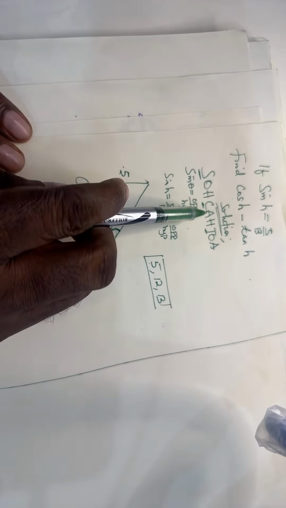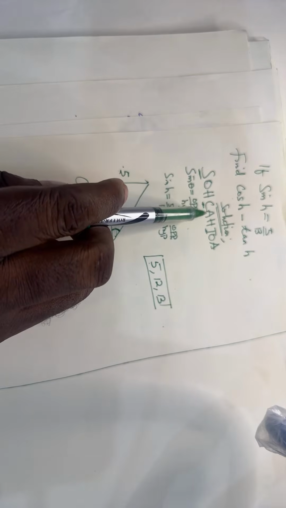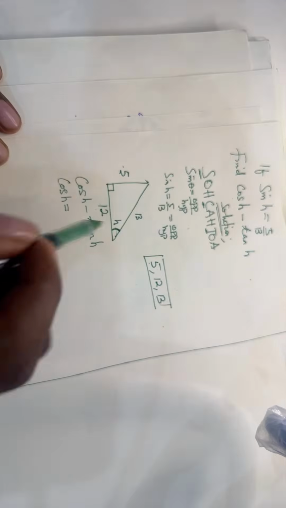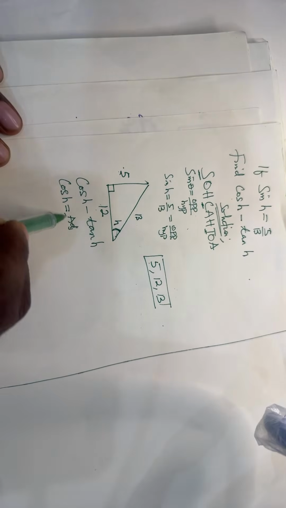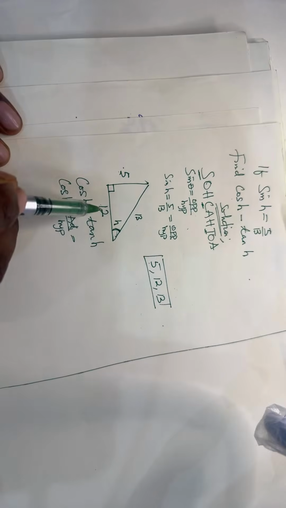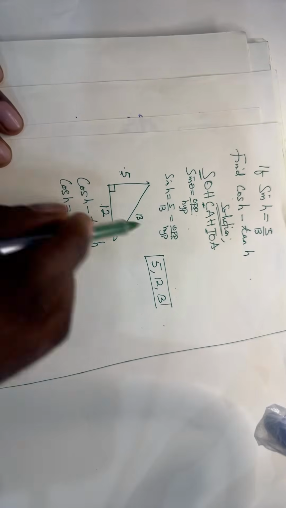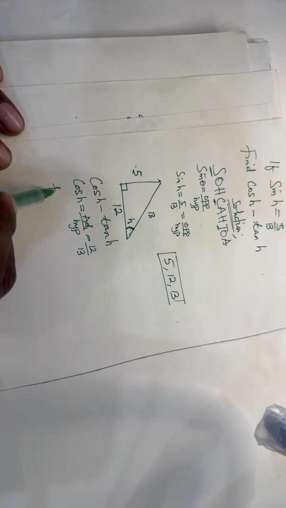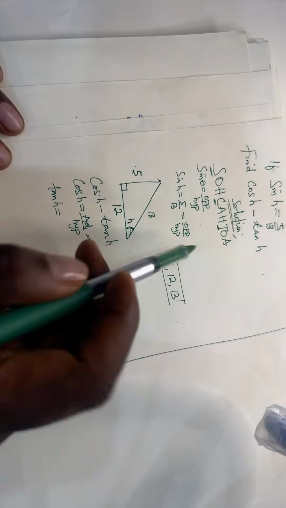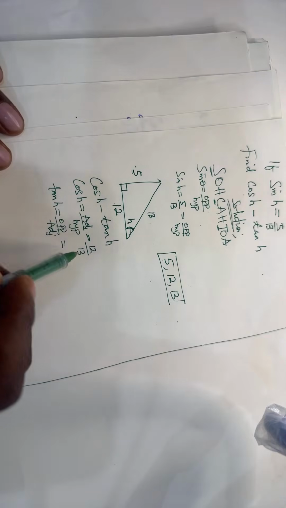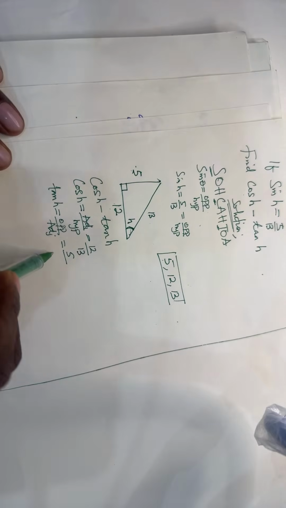So cos now is adjacent over hypotenuse. That means cos h will give you adjacent over hypotenuse. This is your adjacent, 12. Hypotenuse is 13. Then tan h will be opposite over adjacent. Your opposite, this one, is 5, over adjacent, now 12.